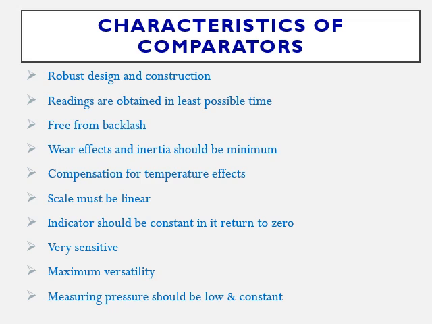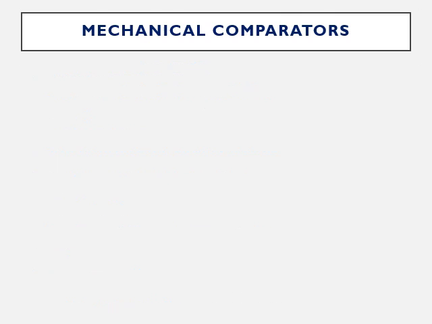Next is being very sensitive. A very small variation in the input signal needs to be sensed precisely, giving a very accurate output signal. That is another important desired characteristic of a comparator. Next is maximum versatility, and the measuring pressure should be low and constant, or else damage to the components or measuring instruments may occur.